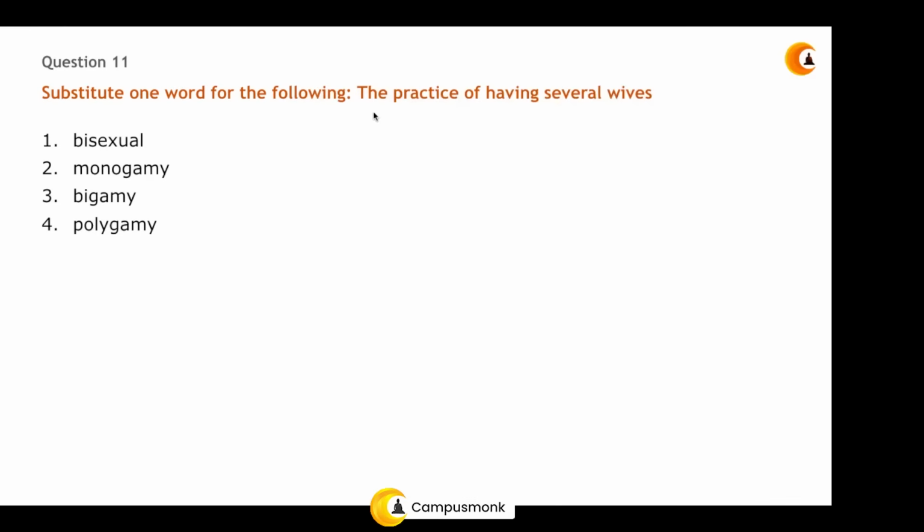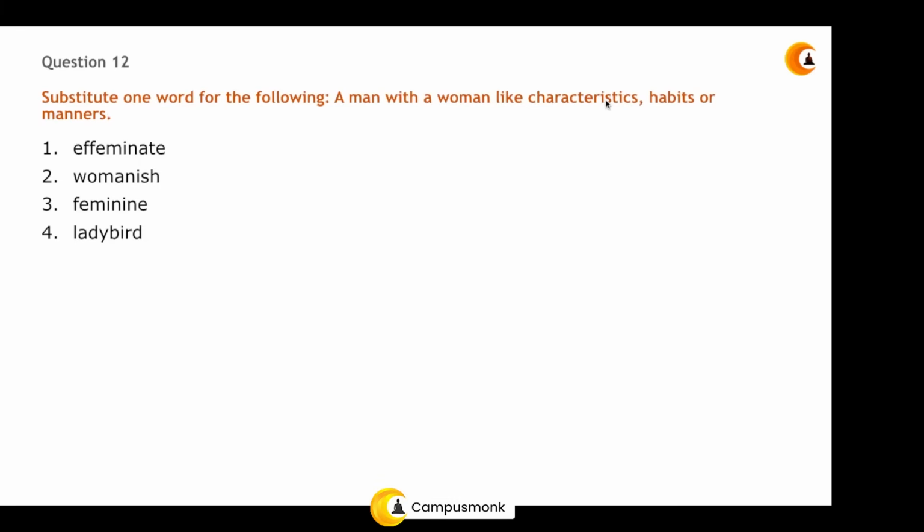So see, there is a single statement given, the practice of having several wives. You have to substitute only one word which means this thing. That is the overall thing the question wants to know. So what does the word polygamy mean? Polygamy is a practice of having several wives. Alright, again substitute one word. Your time starts now, give it a try.